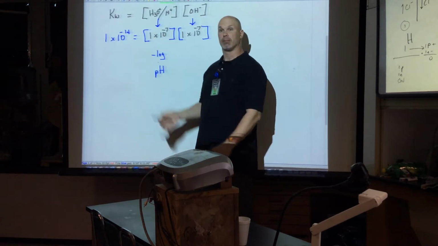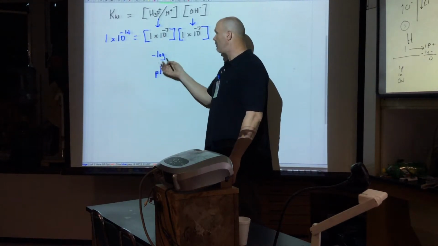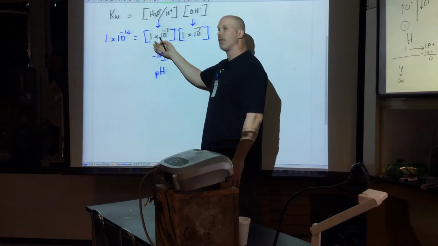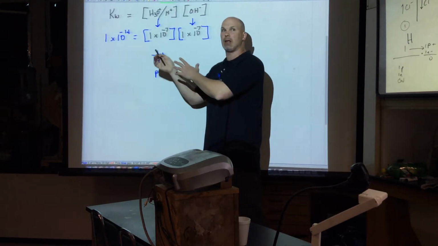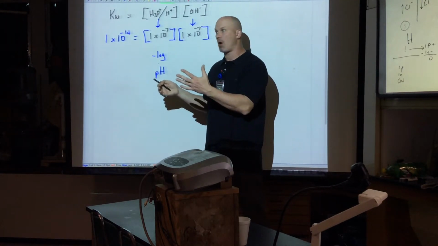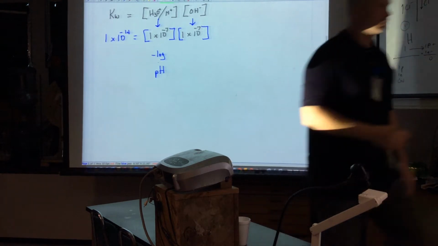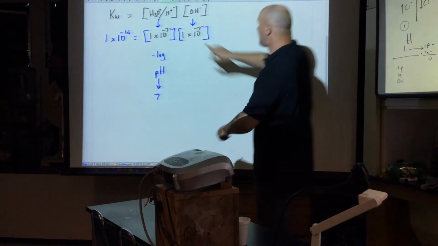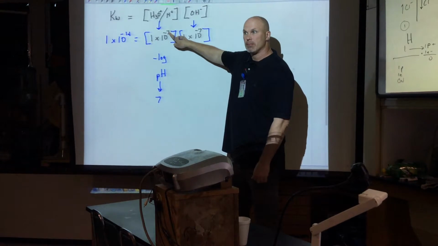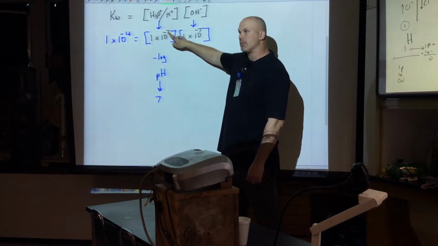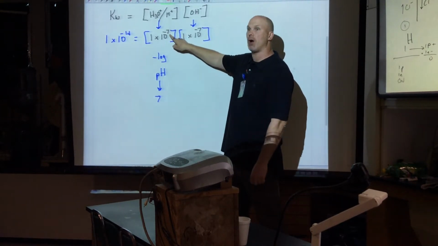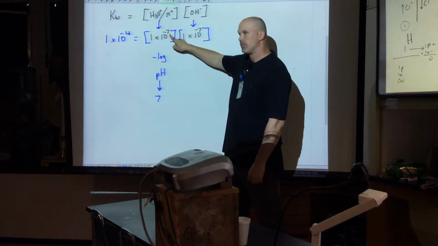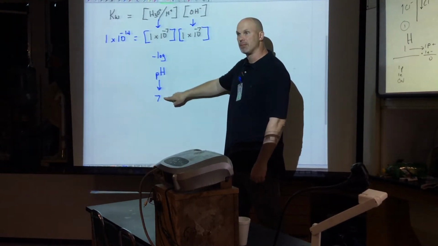That's the exponent. But since I do negative log, I want you to take the log of this, which is negative 7, and times it by negative 1. And what do you get? You get 7. The negative log just means take the exponent and times it by negative 1. Take the positive value of the exponent. And I get a pH of 7.